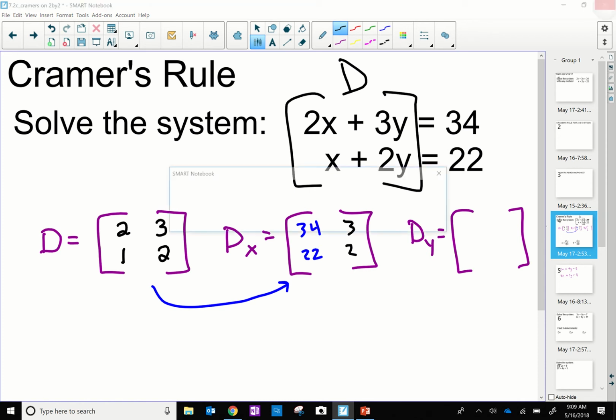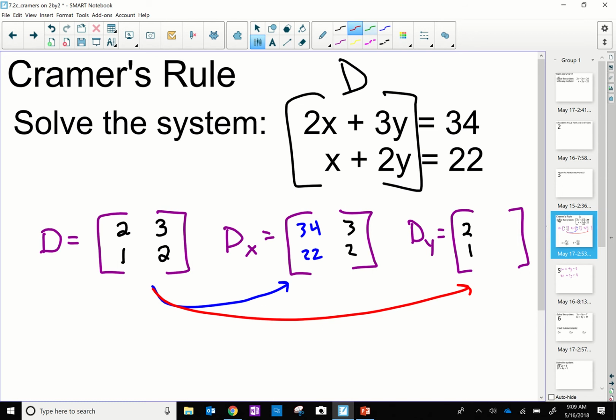And then the dy matrix, you use your original matrix, but you replace the y's with the answers. So now 2 and 1 are going to be the 2 vertical numbers, but 34 and 22 are going to be your y numbers. So for dx, you replace your x's with the answers. For dy, you replace the y's with your answers.